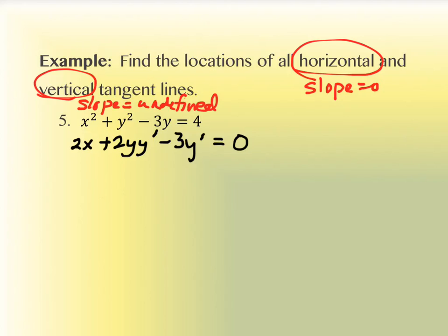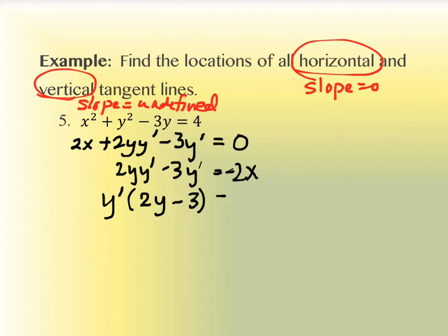I actually have two y primes now, so those two will stay. The 2x can move, though. So I've got 2y y prime minus 3y prime equals negative 2x. Then what would I do? Take out the y prime. Very good. So what does that leave me with? 2y minus the 3. And then what will y prime be?